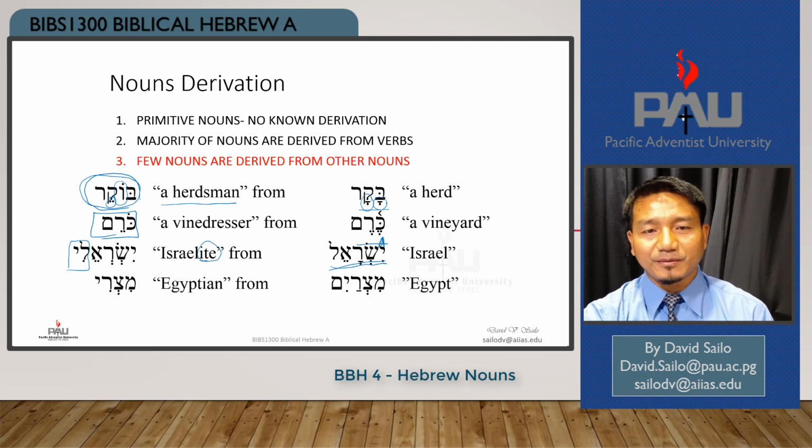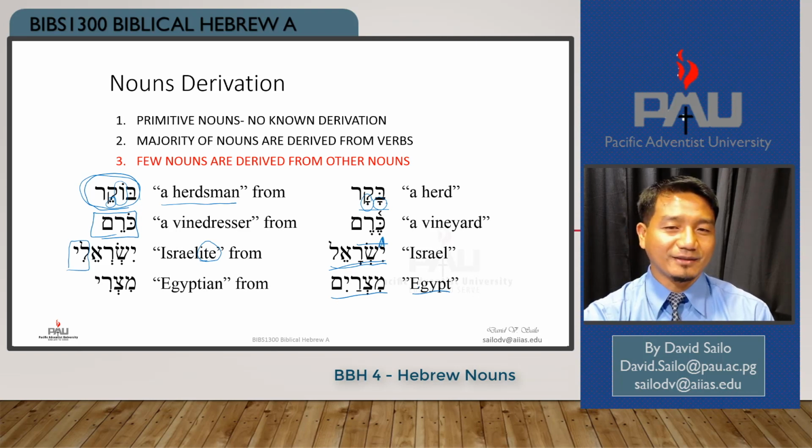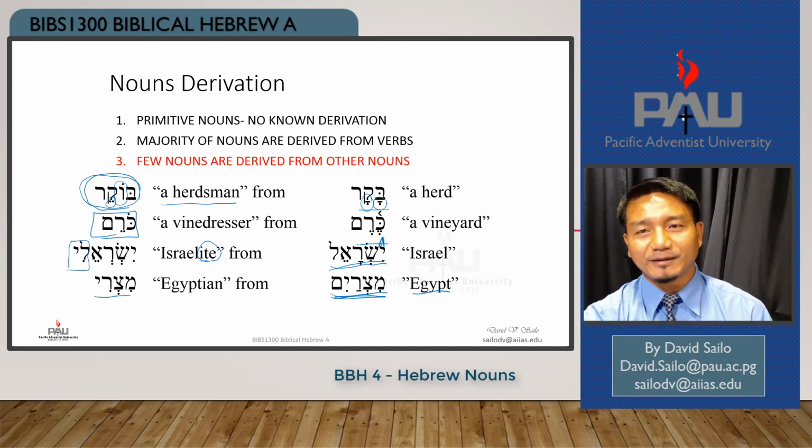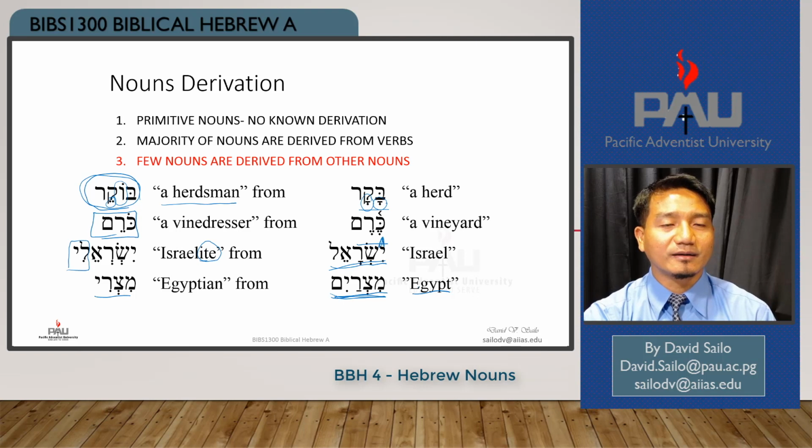This is Mitzrayim. Mitzrayim, Egypt. The sound is not very similar, but this is how we found the name as it appears in the Hebrew. So we have Mitzrayim. From here, we could derive another noun, Egyptian. The people who hold the nationality of Egypt are called Mitzri. Mitzri.